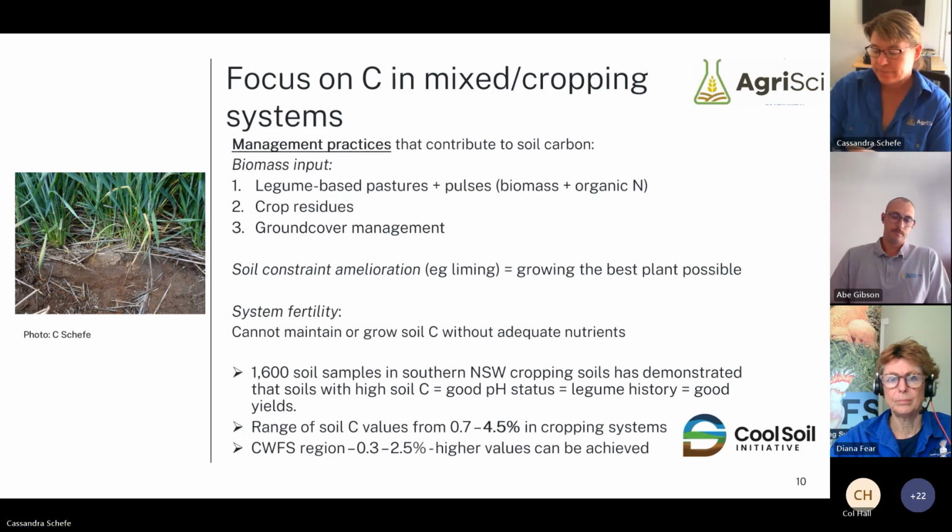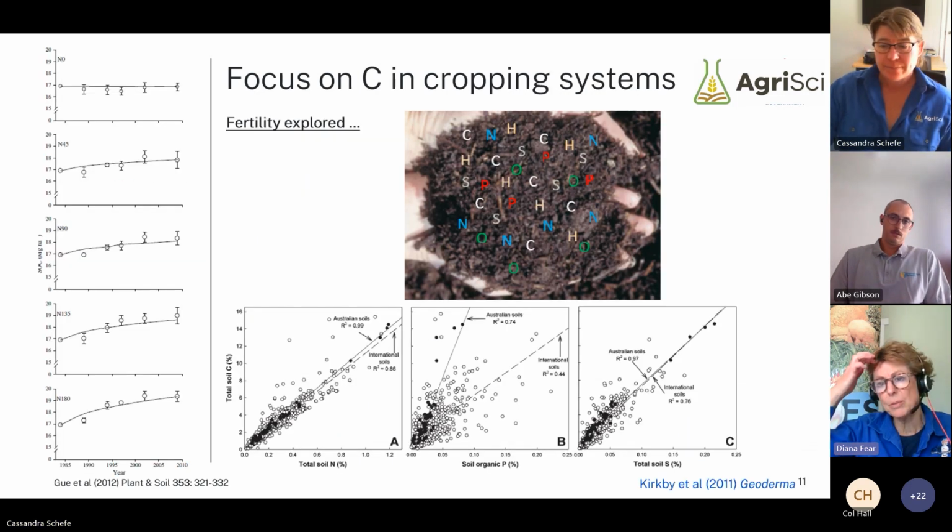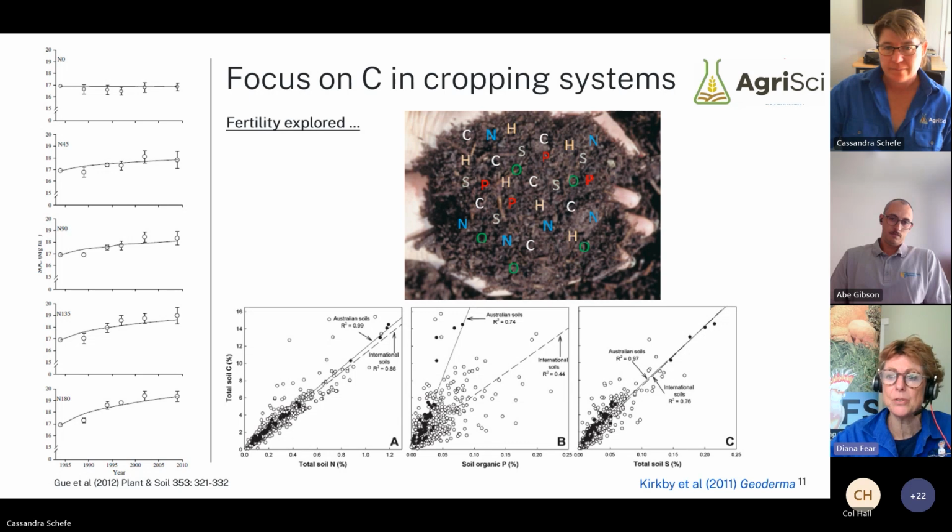Cassie, can I just ask another question before you move on? Yeah. Have you seen any difference between lucerne versus clover-based pasture when it comes to soil carbon building?